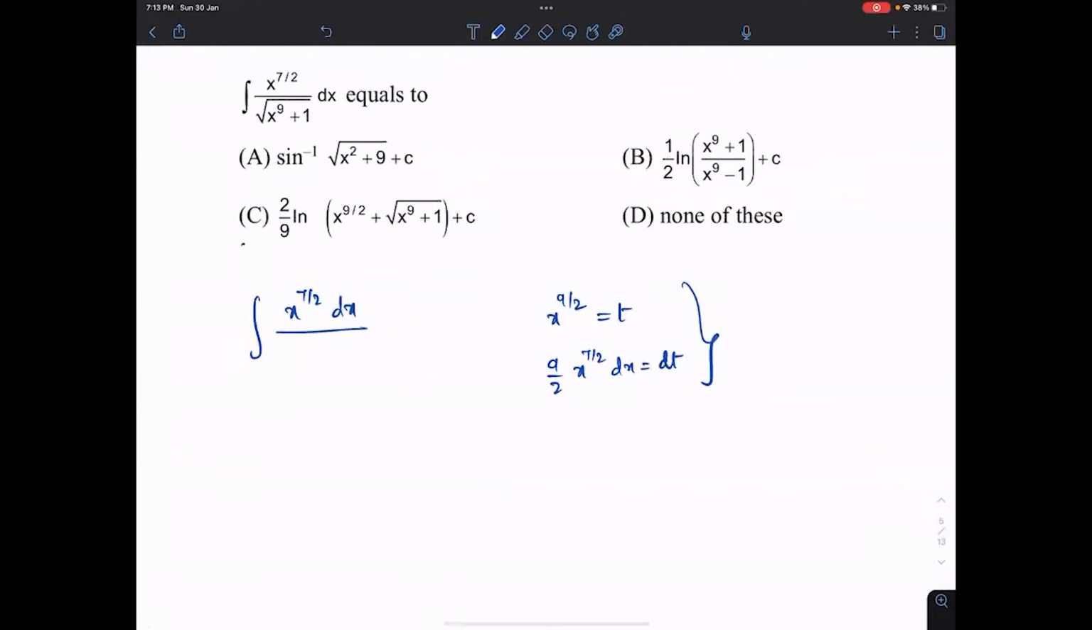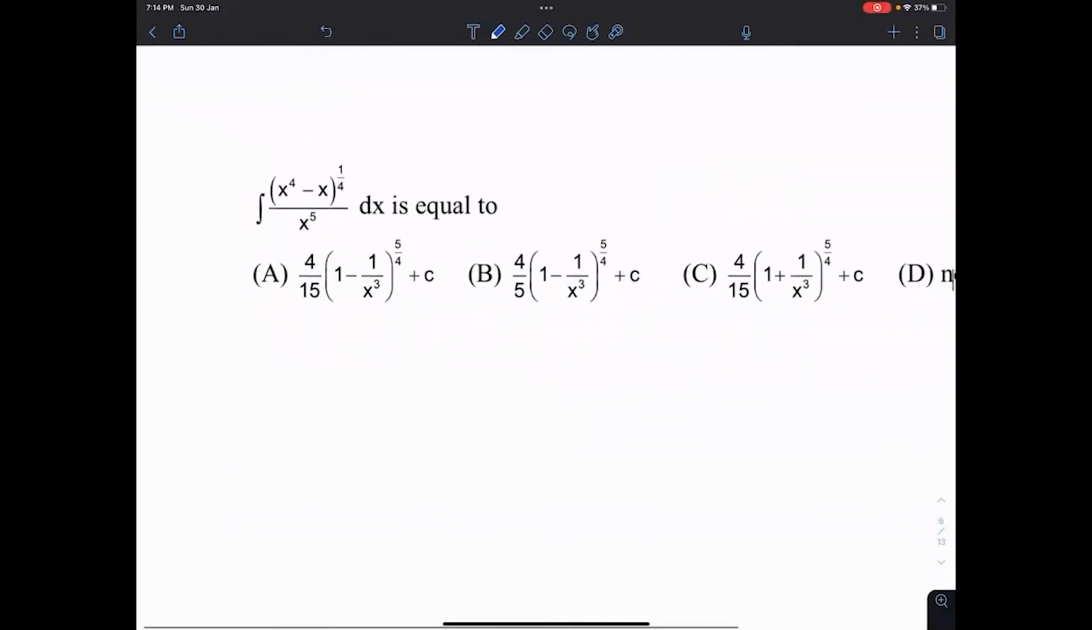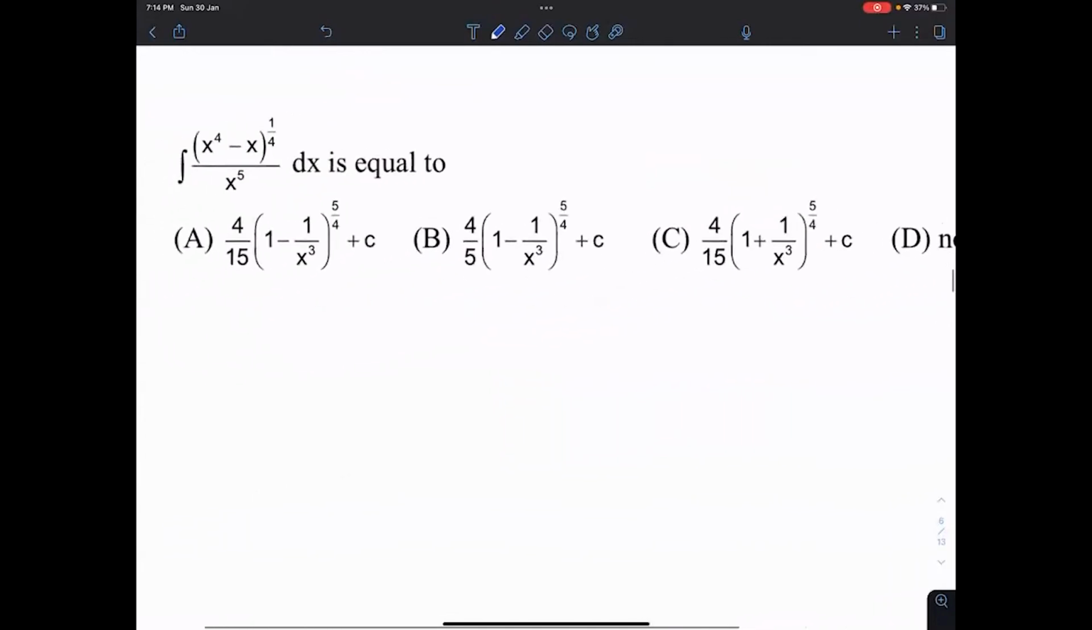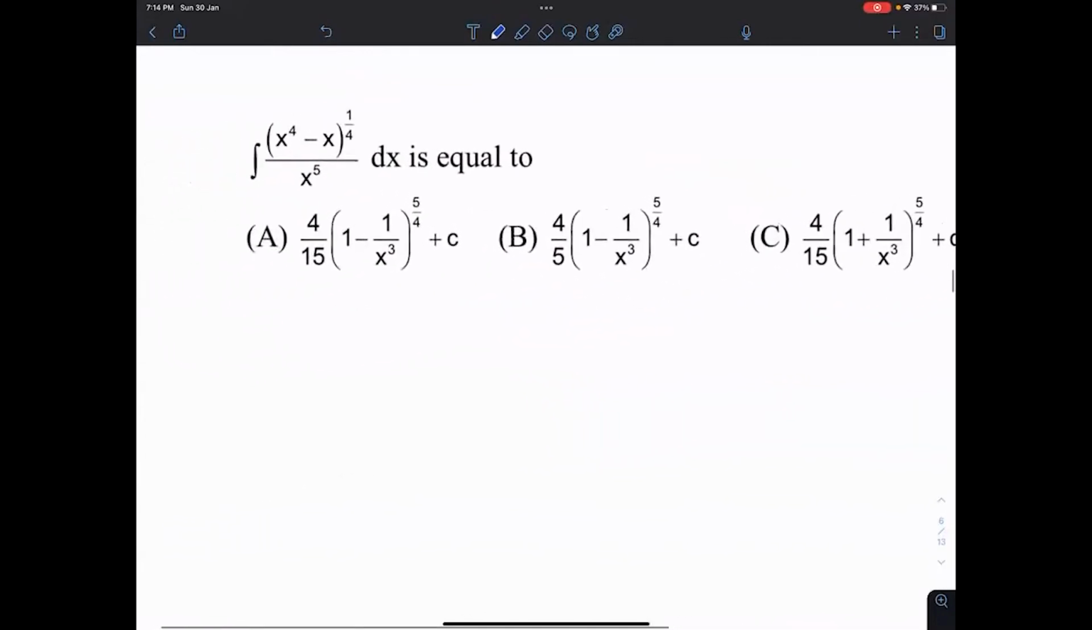Now see whether the denominator can be written as x power 9 by 2. Yes, (x power 9 by 2) whole square plus 1 only. So if that is t, then this will be 2 by 9 times dt by root of t square plus 1. Now you know what this basic integral is, ln t plus.